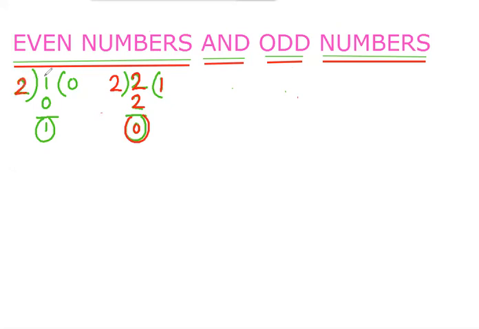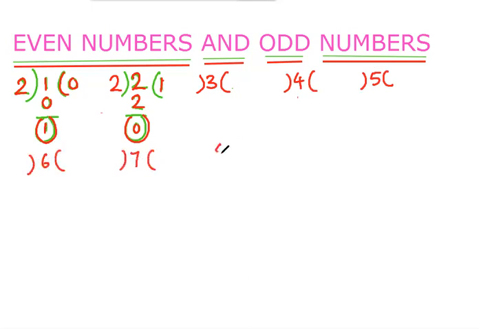Now I divide 1 by 2. 2 zeros are 0, 1 is the remainder. I divide 2 by 2. 2 ones are 2, remainder 0. Similarly, I divide 3, 4, 5, 6, 7, 8, 9, and 10.